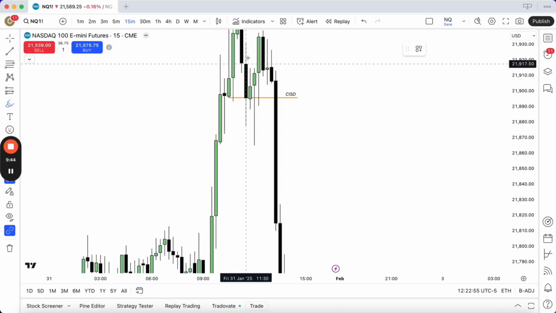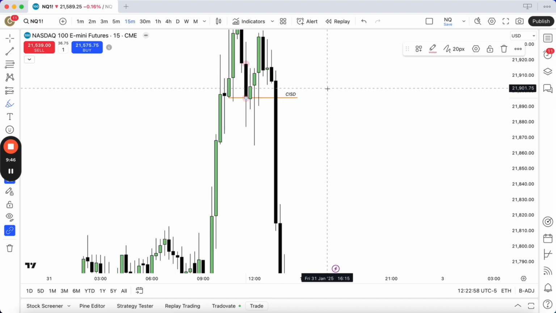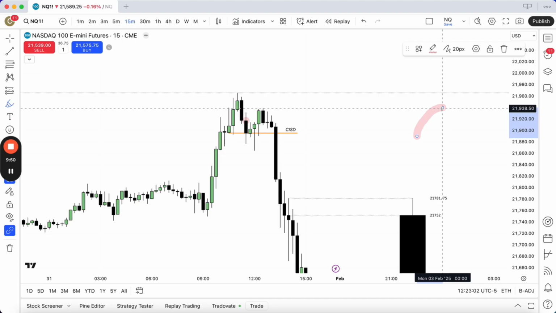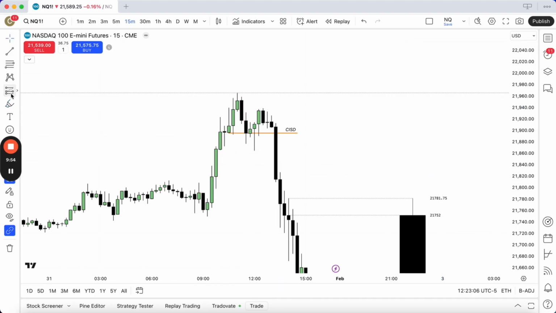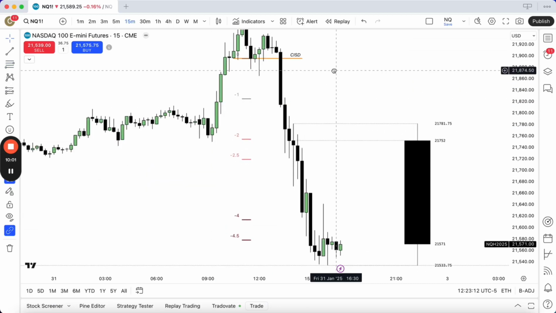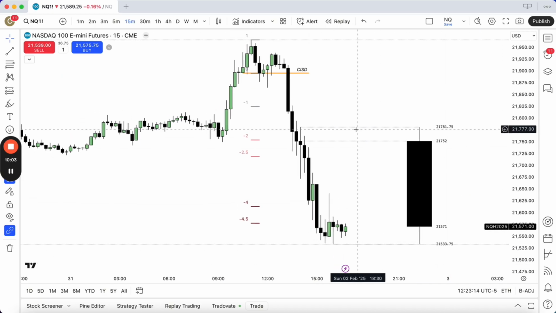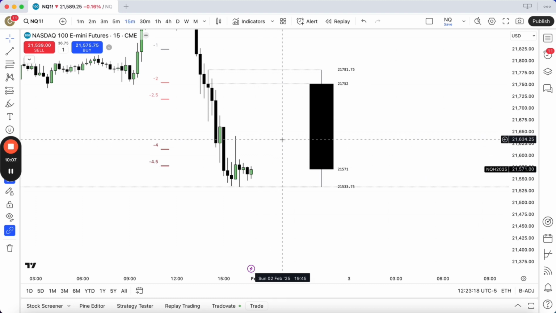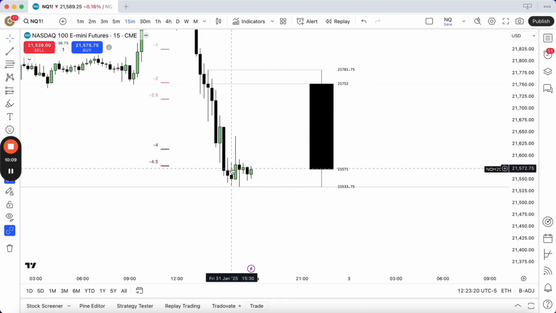So what I would do here, look at that highlighter, did not work, but you get my point. What I would do here, did not want to do that either. What I would do here is take the standard deviation from the manipulation high, so this high, to this candle closure right here, which confirmed the change in state, and look for that max expansion. So we just traded into that max expansion Friday.